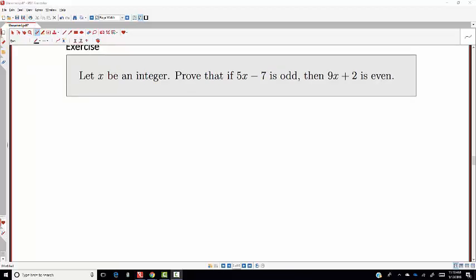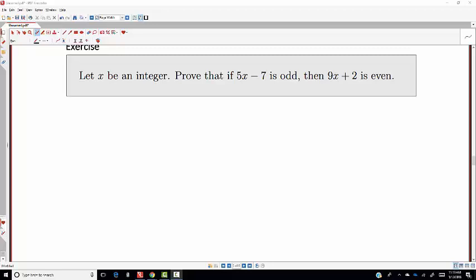Okay, for our next exercise, we have the following. Let x be an integer. We want to prove that if 5x minus 7 is odd, then 9x plus 2 must be even. This is a harder proof because whether we try it directly or by contrapositive, we still run into the same kind of difficulty, which is that it's unclear how we can use whatever hypothesis is here to derive the conclusion, right?